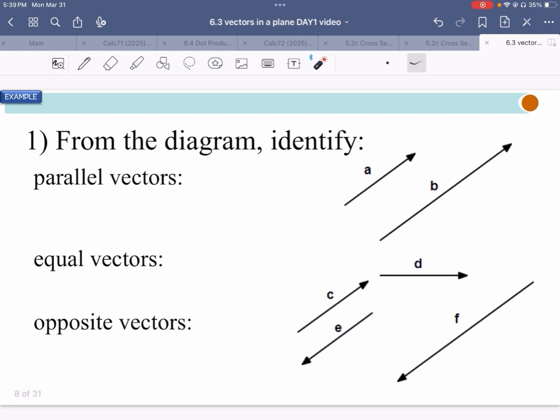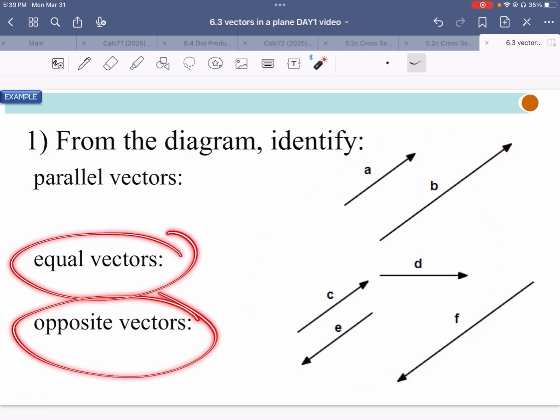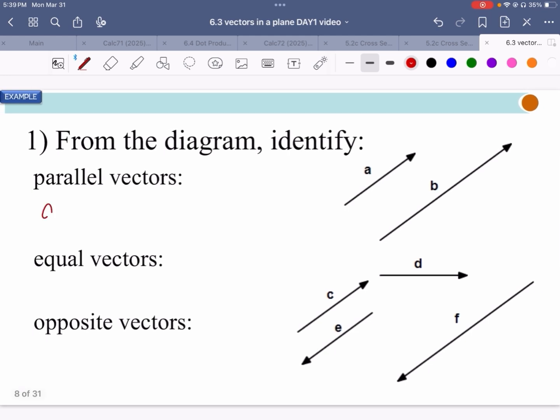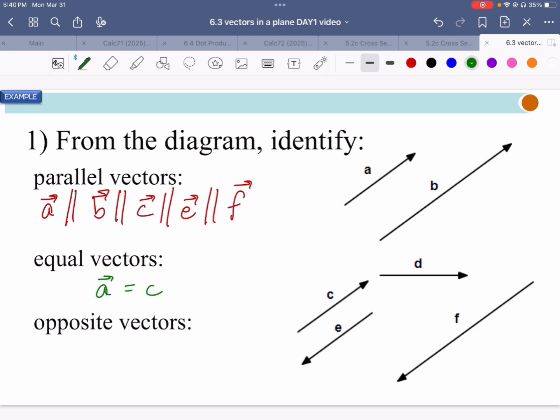I'd like you to identify which of the vectors here are parallel, which ones are equal, and which ones are opposite. On this screen, vector A is parallel to vector B, and they are both parallel to vector C. Those are all parallel to vector E, which is also parallel to vector F. Remember, parallel vectors have the same or opposite direction, but not necessarily the same magnitude. The equal vectors on the screen are vectors A and C. So we can say vector A is equal to vector C. None of the other vectors on the screen are equal to each other.